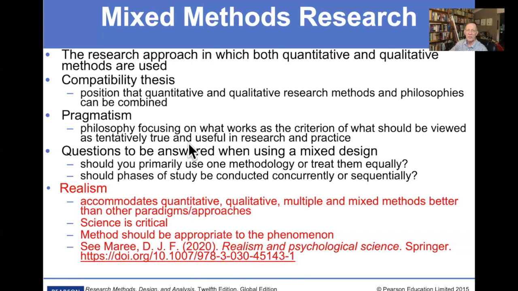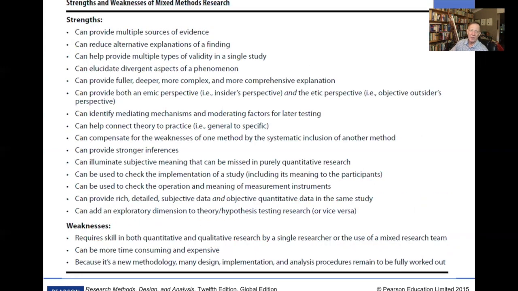Background. Okay. Now it's me. Strengths and weaknesses. Strengths are stuff like can provide multiple sources, can reduce the alternative explanations because you use triangulation, a quantitative and a qualitative strategy, and so on and so on. This is really very simple and easy to understand.